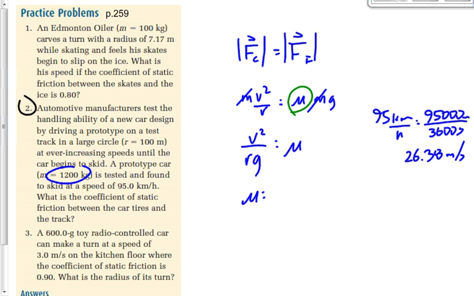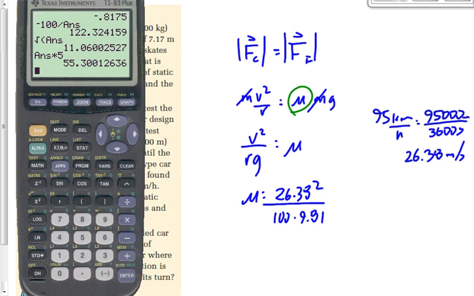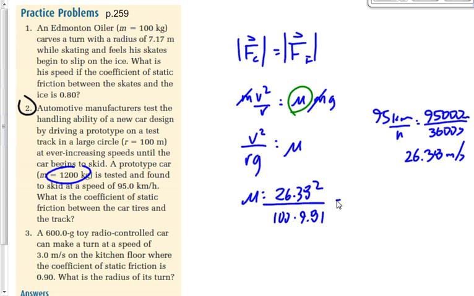26.38 meters per second. Let's square that. Divide that by the radius, 100 times 9.81. Let's pull out our calculator to do that. 26.38 squared, divided by, let's use some brackets on the bottom here, 100 times 9.81. We get 0.71. Does that seem like a reasonable coefficient of friction?